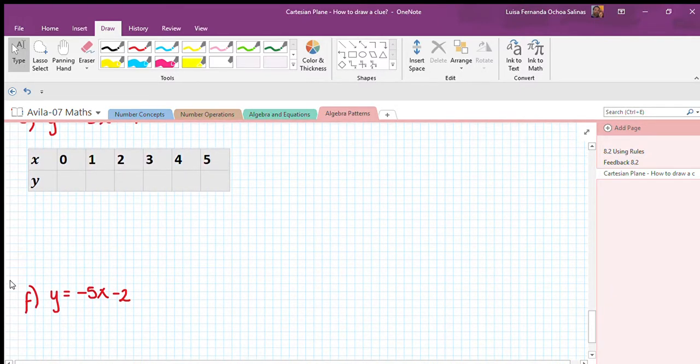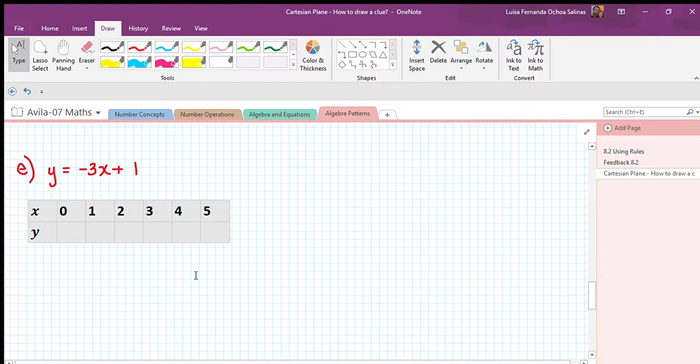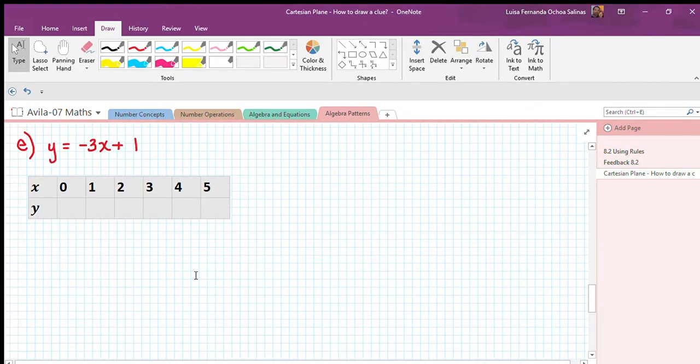I'm going to put F a little bit further down. Good. I'm focusing on E. Okay, so in E we have 3x plus 1. So here we have to use a little bit of arithmetic. For the first part, if x is 0, this goes away and this becomes 1. Perfect.